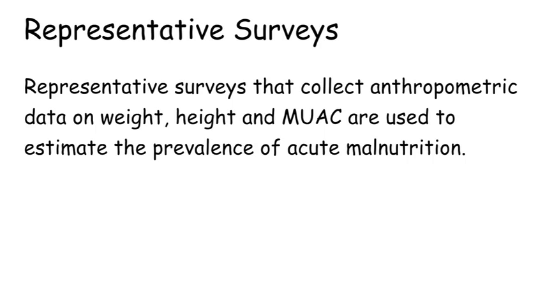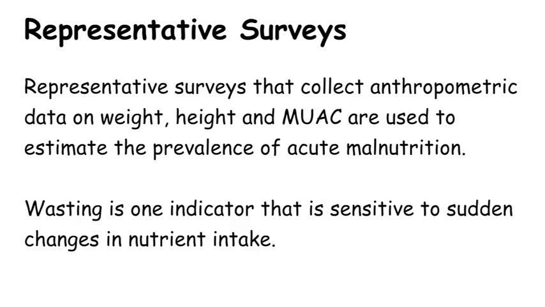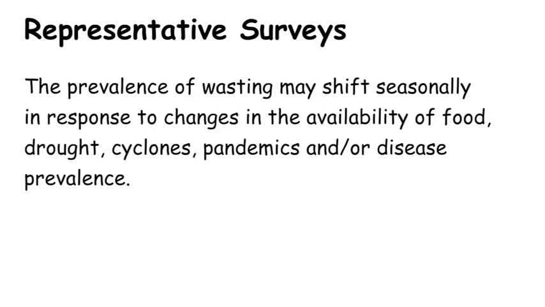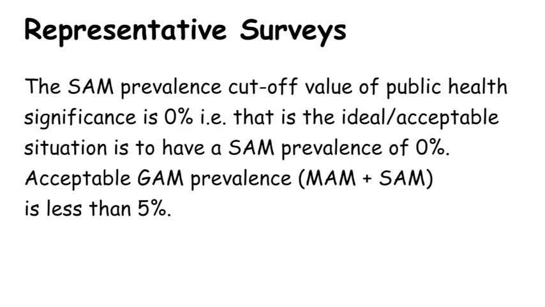So representative surveys that collect anthropometric data on weight, height, and MUAC are used to estimate the prevalence of acute malnutrition. Wasting is one indicator that is sensitive to sudden changes in nutrient intake. So the prevalence of wasting may shift seasonally in response to changes in the availability of food, drought, cyclones, pandemics, and or disease prevalence.